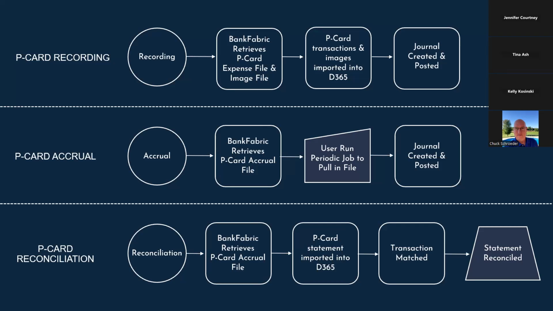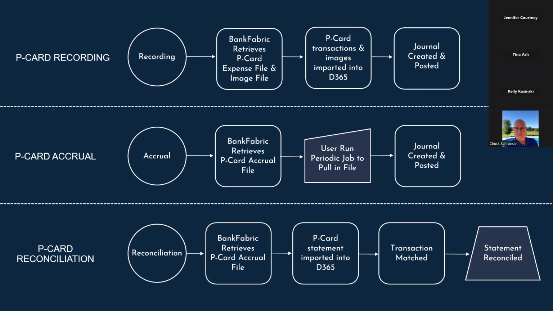Next, we'll look at our accruals. This step is useful for month-end close, especially when you have unapproved or partially coded expenses in a third-party system. That third-party system again generates a file of unapproved transactions and drops it into a designated location. Bank Fabric will again retrieve the file, and then a user is going to initiate the journal creation process by entering a posting date, a reversing date, and accrual format. That's going to trigger the creation of a standard D365 reversing journal, which can be auto-posted based on your setup.